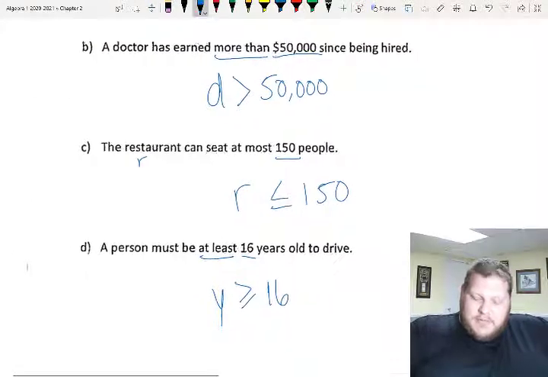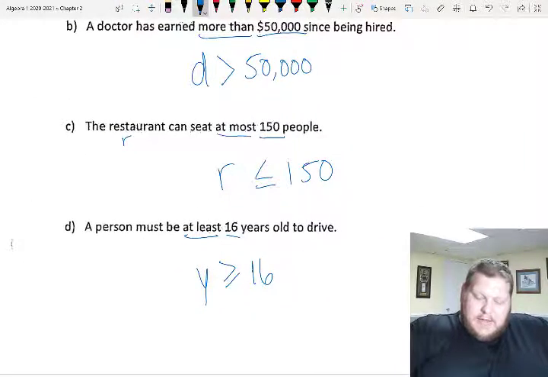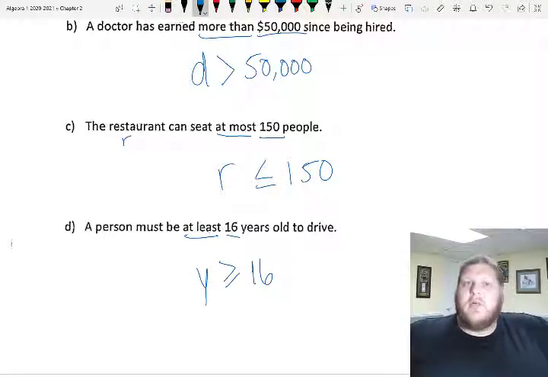So at least and at most, those are both or equal to situations. And again, just make sure you guys are playing around with getting used to how those things work. The more times you see them, the easier they will become.